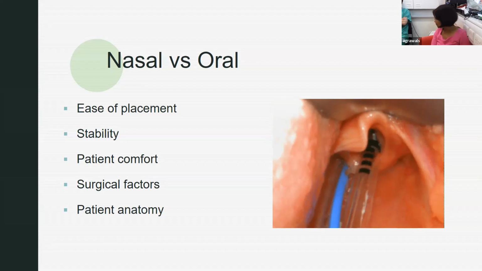What do you think, John? Why do we do oral tubes? I think they're a bit faster, because you have to get the tube and then you have to pull it through with your Magill forceps.